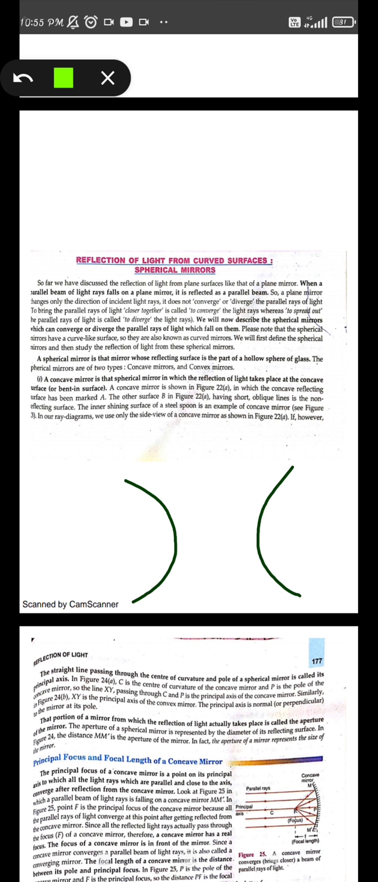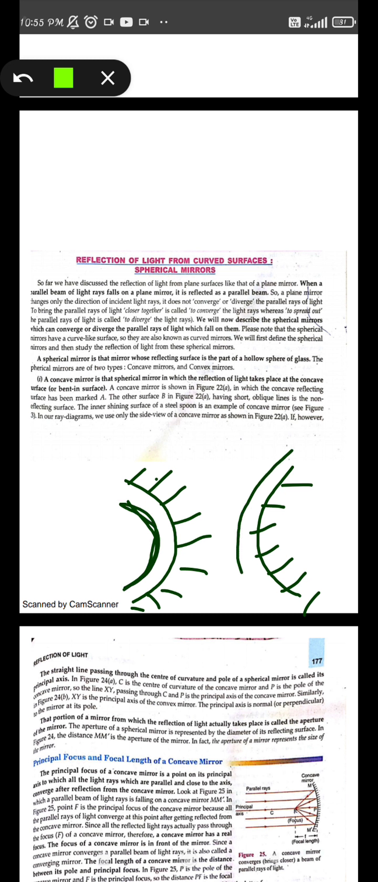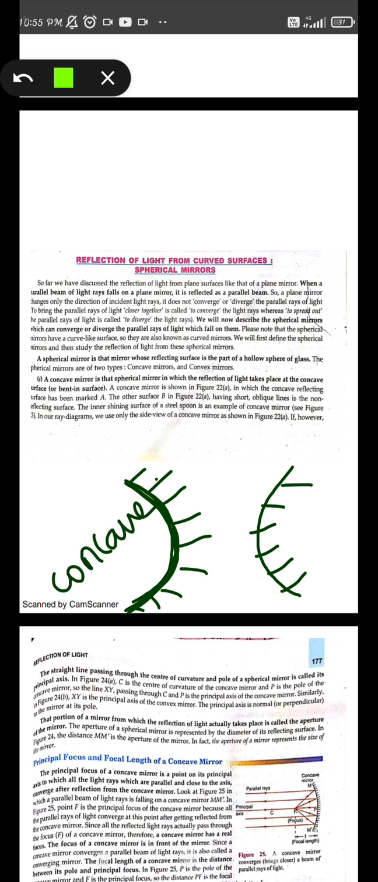For that we have to draw the oblique lines, which show which is the reflecting surface. The oblique line shows the non-reflecting surface. Here the bent in surface is the reflecting surface, and here the bulged out surface is the non-reflecting surface. So the spherical mirror whose bent in surface is the reflecting surface is said to be the concave mirror, right? And the mirror whose bulged out surface is the reflecting one is said to be the convex mirror.